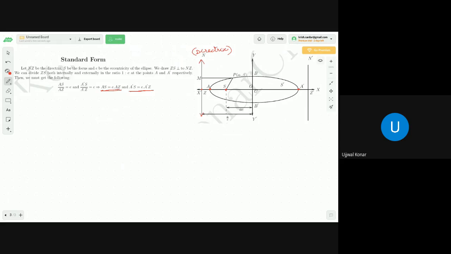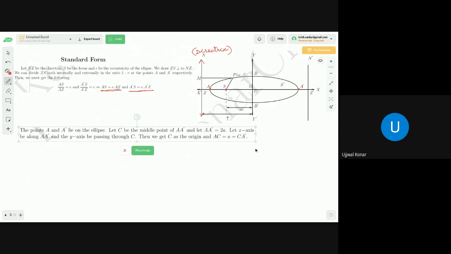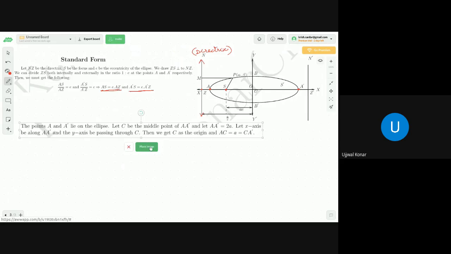Now let C be the midpoint of A A dash, and let us assume that A A dash is equal to 2A. Why? Because as C is the midpoint of A A dash, and if we take A A dash equal to 2A, then it is very easy to conclude that AC is equal to A and CA dash is equal to A. So this is an assumption that we are making. Correct, dear students? So then what I'm going to write down, I'm going to write it down something like this. At any point of time, if there is any smallest clarification needed, never hesitate to let me know.